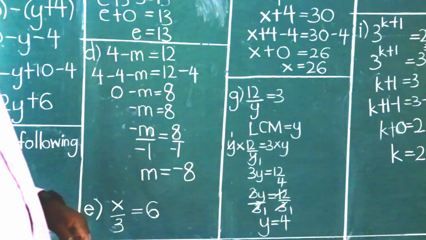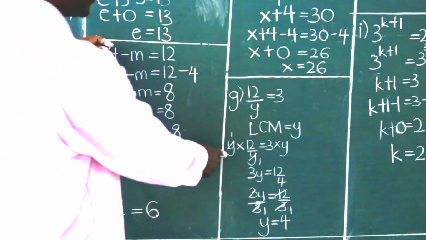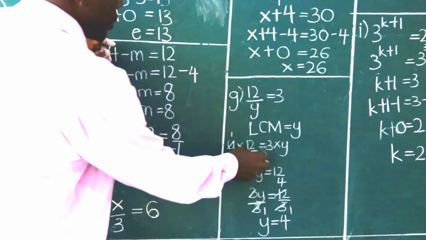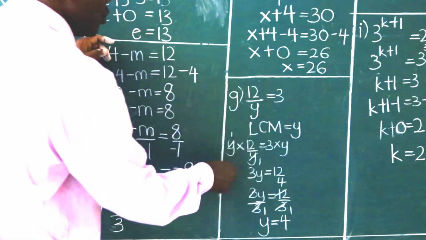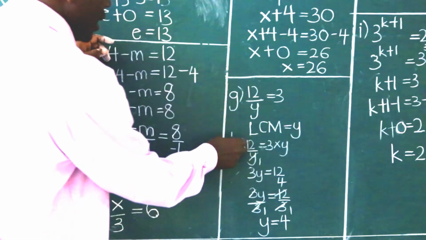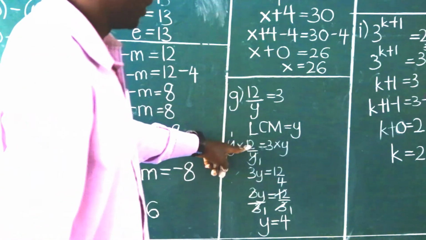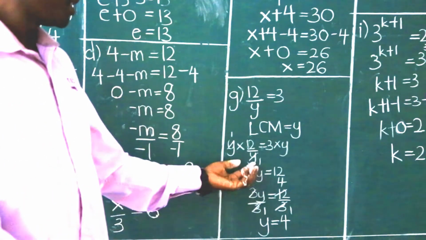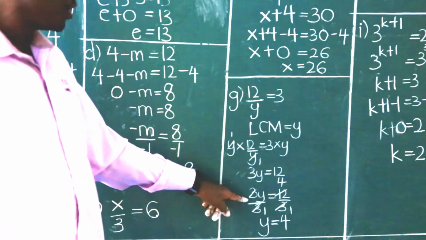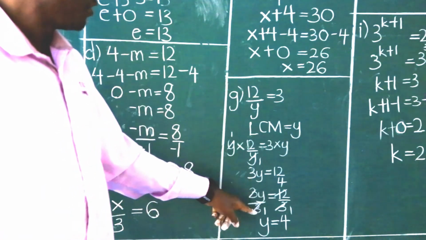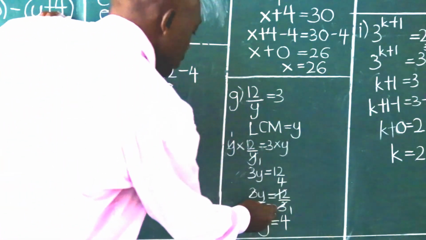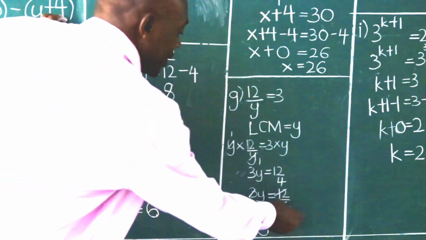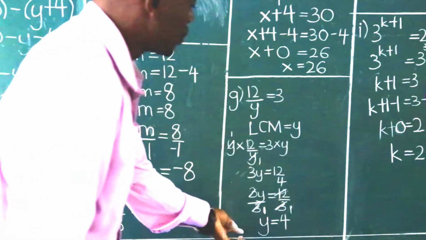So you are going to multiply either side by y, thereby writing y times 12 out of y is equal to y times 3, or 3 times y. We say now, y divided by y is 1. So this side remains with 12, which is equal to 3y, written the other way around as 3y is equal to 12. Now you are going to divide both sides by 3. 3y divided by 3 equals 12 divided by 3, so that 12 divided by 3 you get 4, so that y is equal to 4.